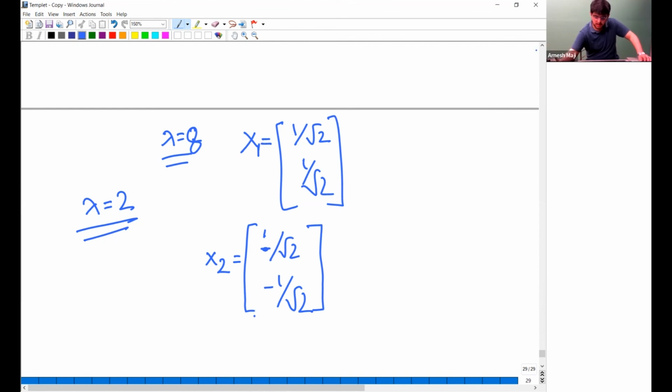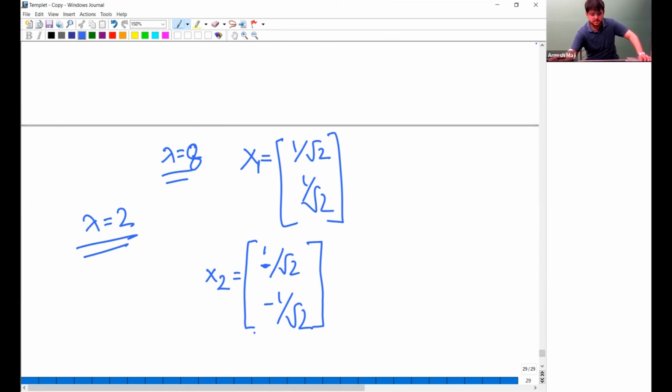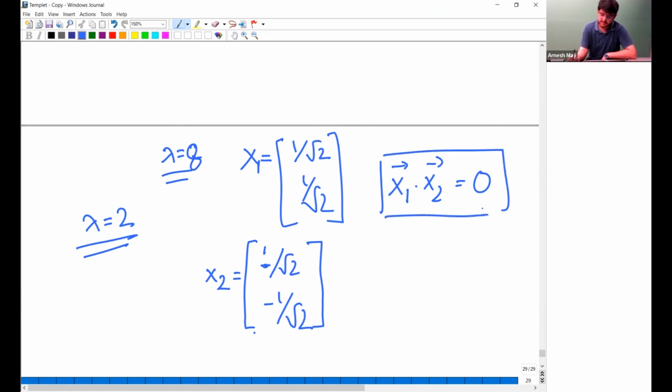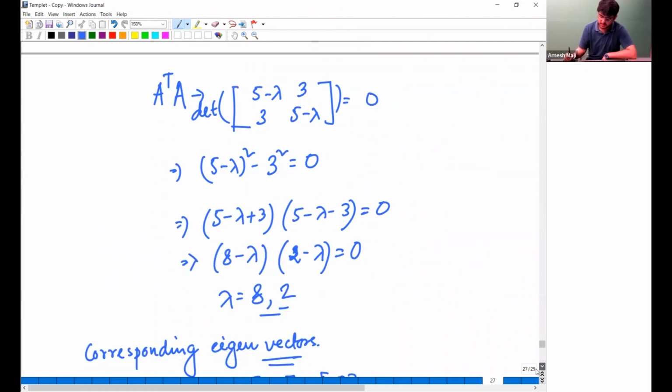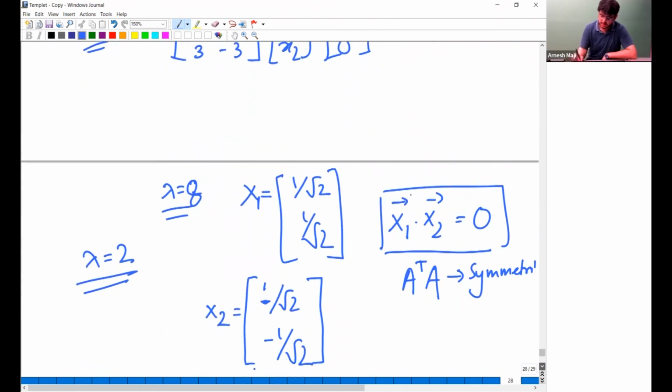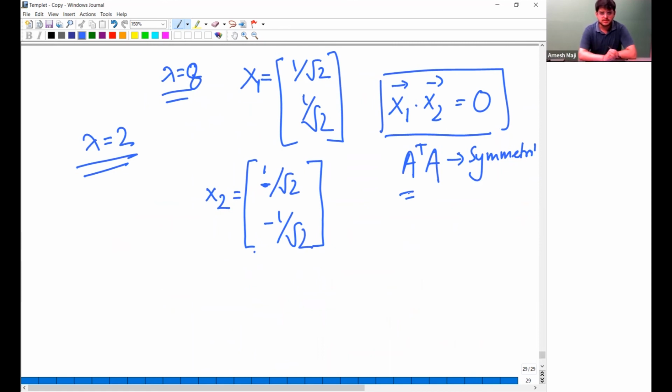As you can see, since it's a symmetric matrix, the eigenvectors are orthonormal, or orthogonal. Orthogonal means if I take the dot product of these two vectors, it will be 0. Since this A transpose A is a symmetric matrix, the eigenvectors will be orthogonal. That is a property of the system.